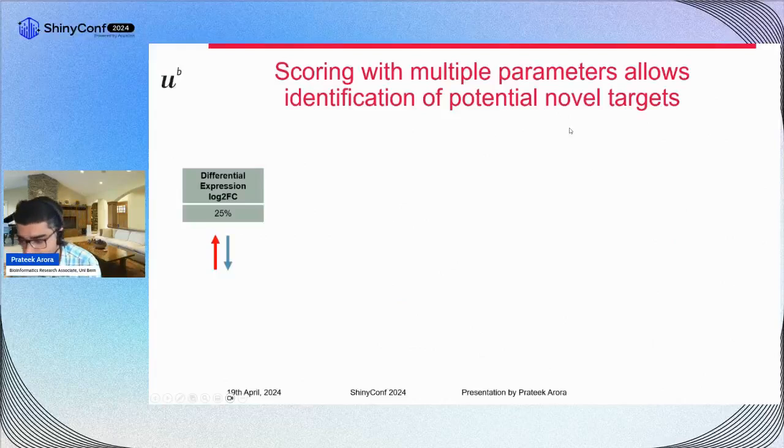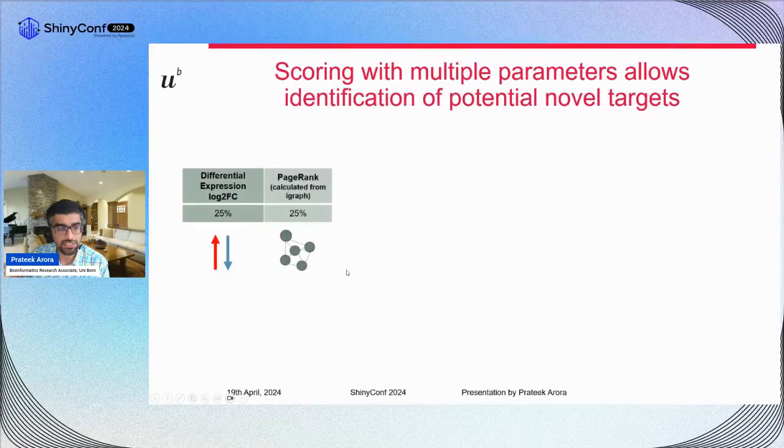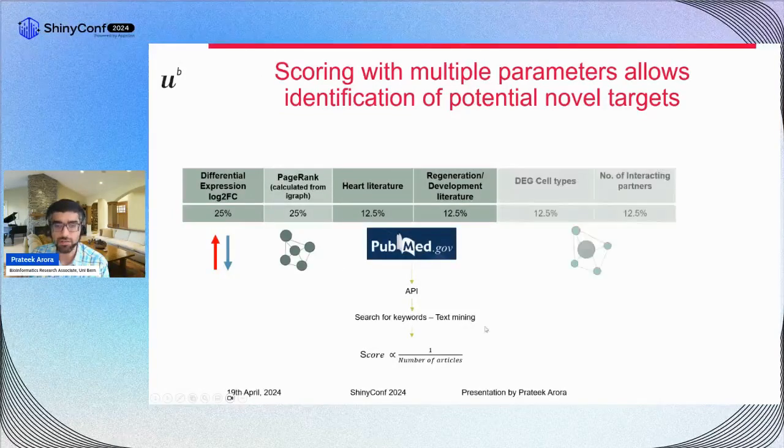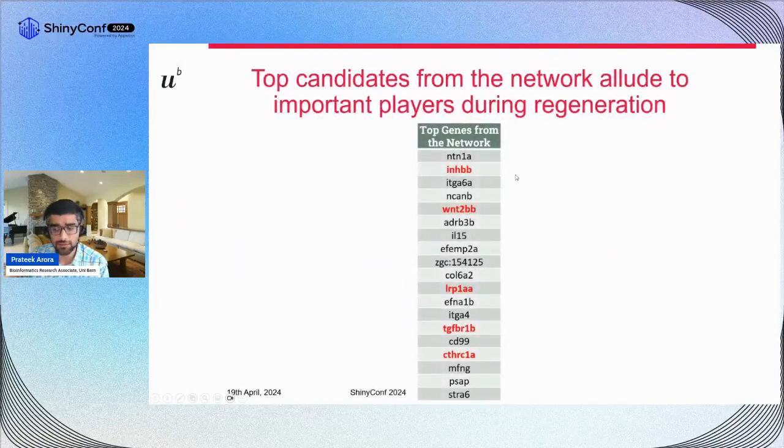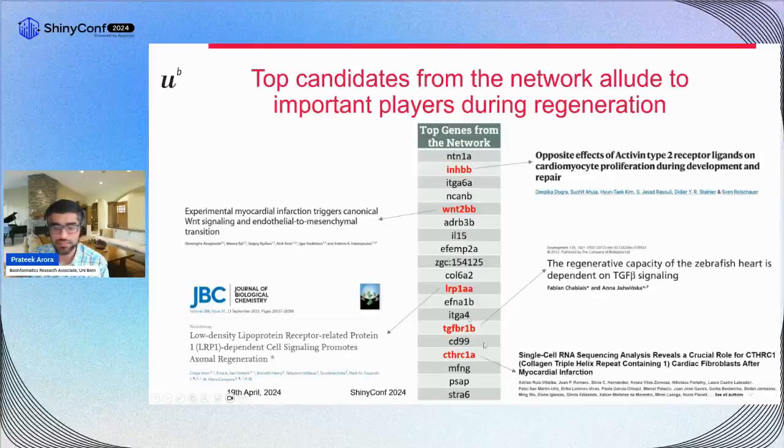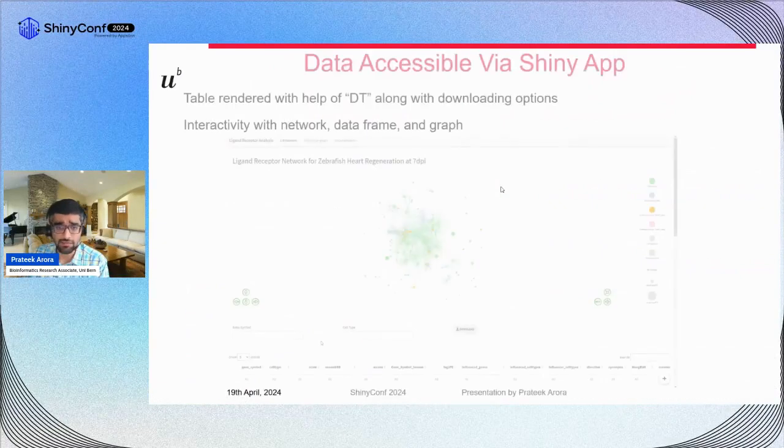To allow for more convergence, we also went on for multiple parameter scoring, such as differential expression, PageRank, literature search, differential genes and interacting partners. Altogether, we saw that this gives us a ranked list of the network, and a lot of them were actually already identified, giving us hope that we can identify even more from the unknown list that we have got. One such example is NTN1A.